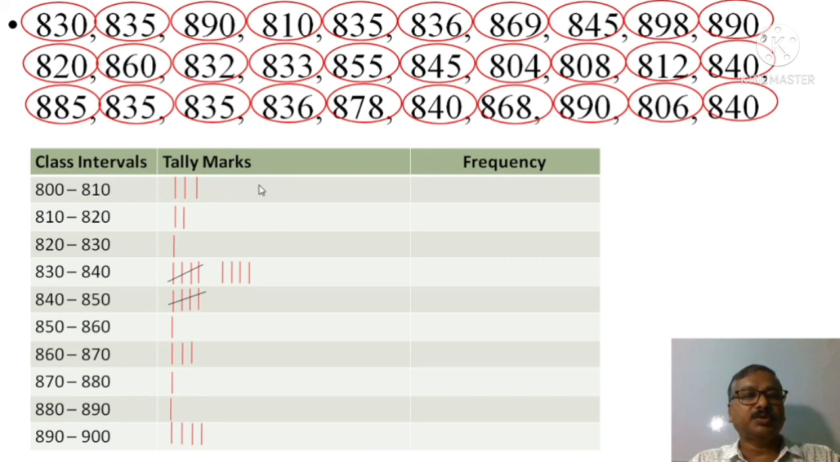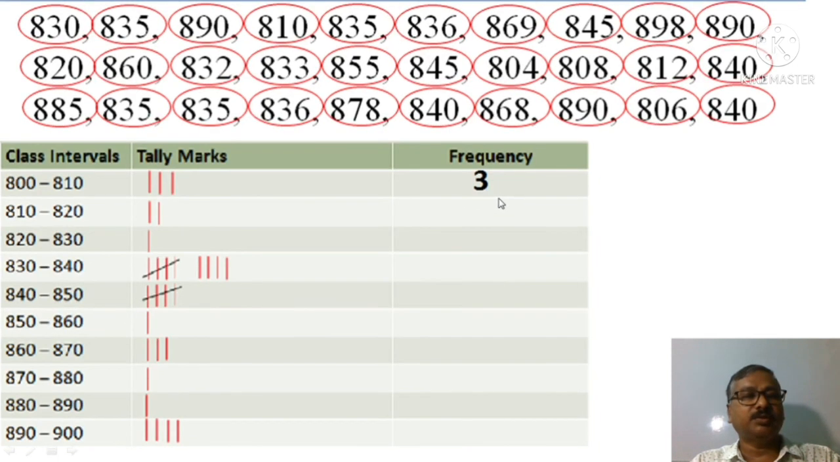So how many observations are there? Easily you can count. This is highest, 9, this is 5, this is 1, this is 3, this is 1, 1. Now we'll write the frequency, how many times the same value repeats. In this interval, how many wages, that is laborers, are there? So this is 3. Now we'll count and write. This is known as frequency.